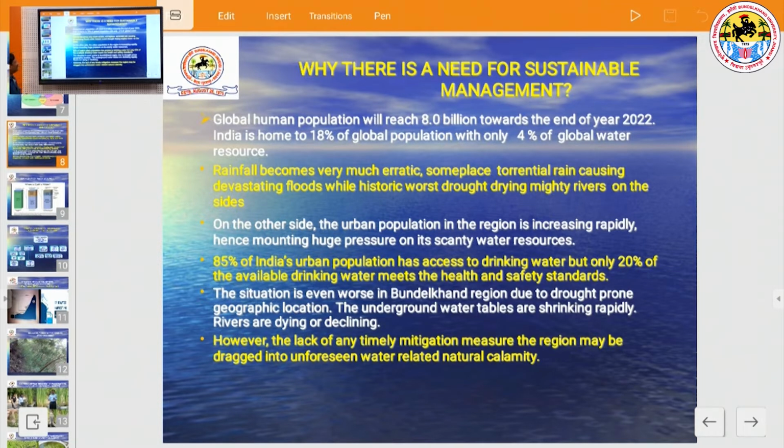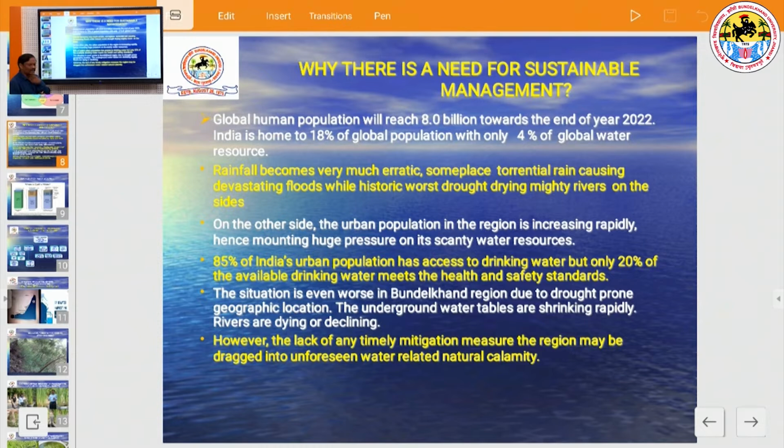On the other side, the urban population in the region is increasing rapidly, hence mounting huge pressure on our scanty water resources. 85% of India's urban population has access to drinking water, but only 20% of available drinking water meets the health and safety standards. The situation is even worse in the Bundelkhand region, because of the semi-arid condition; it is very complex to manage our water resources efficiently.